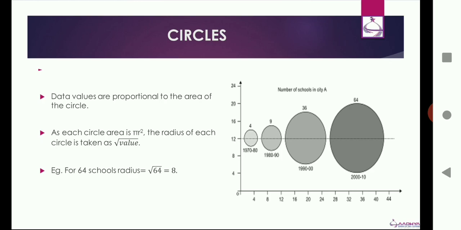Now, this also makes it easy to comprehend and remember the difference or the growth in number of schools in that city over time, while also making it easy to compare. If we had not used this kind of square root and we had used the actual number of schools, that is 64, we would have had a huge circle, and in comparison we would have had a very small circle for the period 1970 to 1980. By taking square root, it helps us to make it comprehensible in the same diagram.